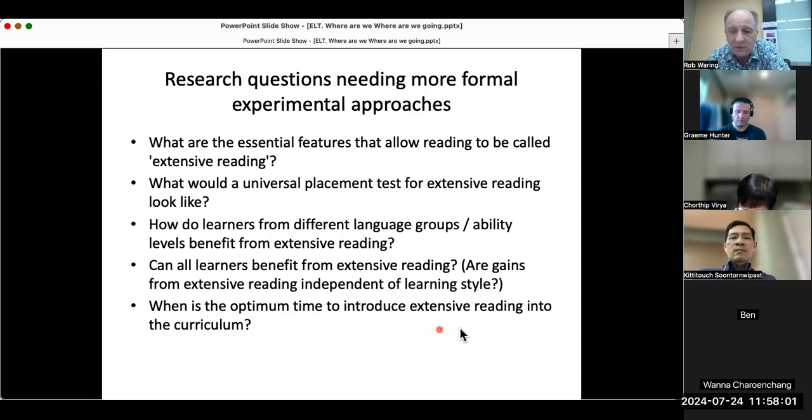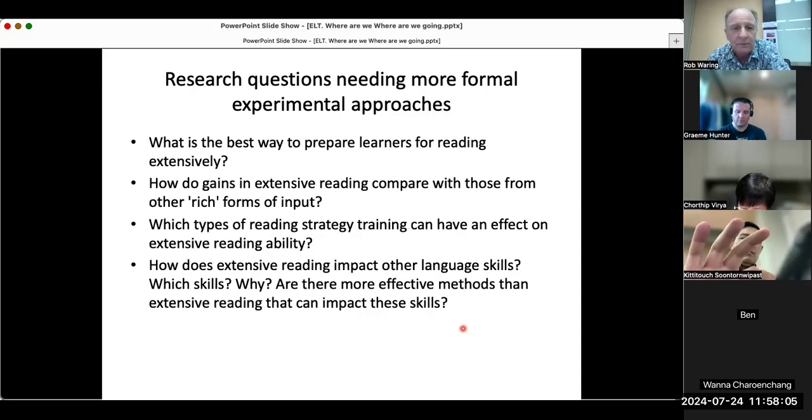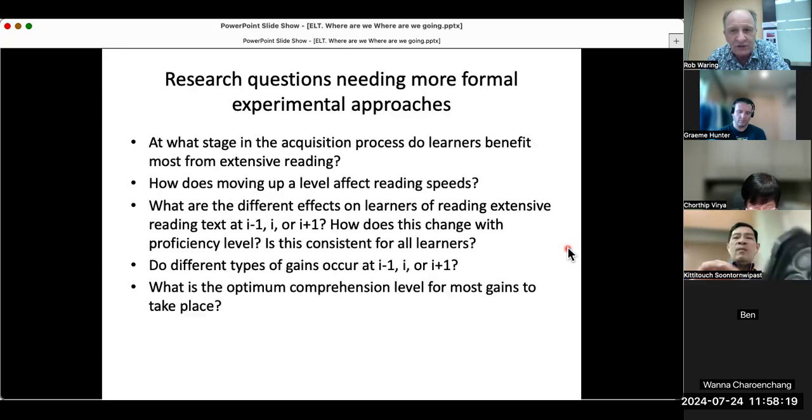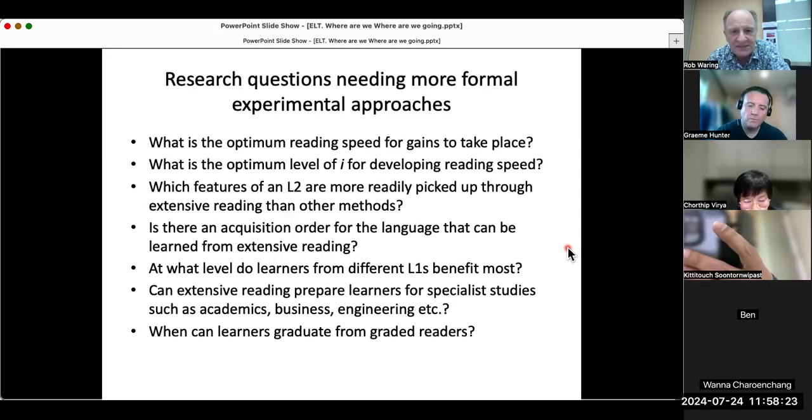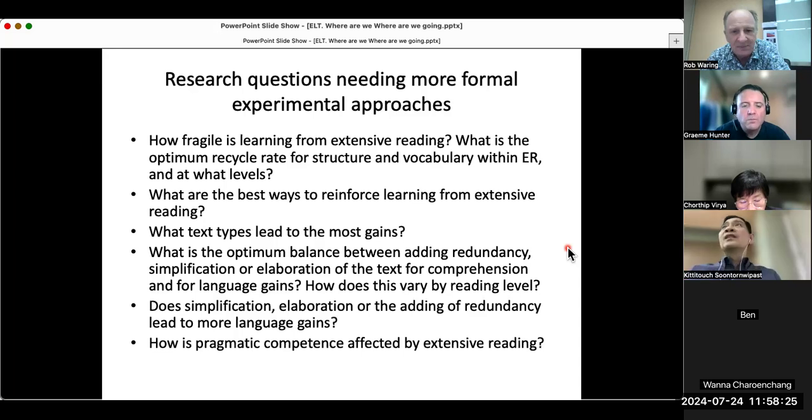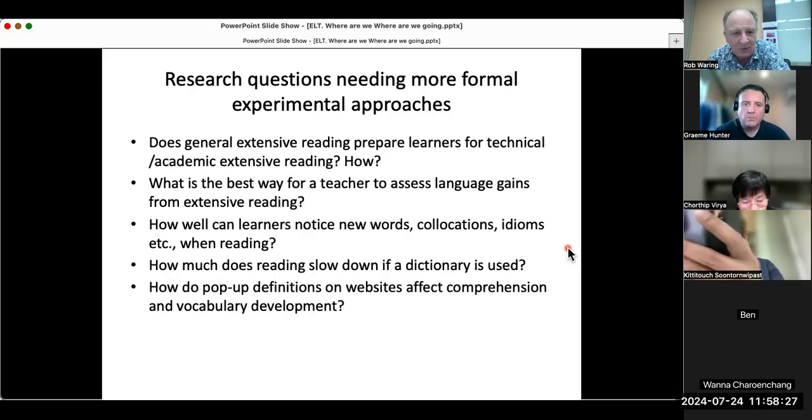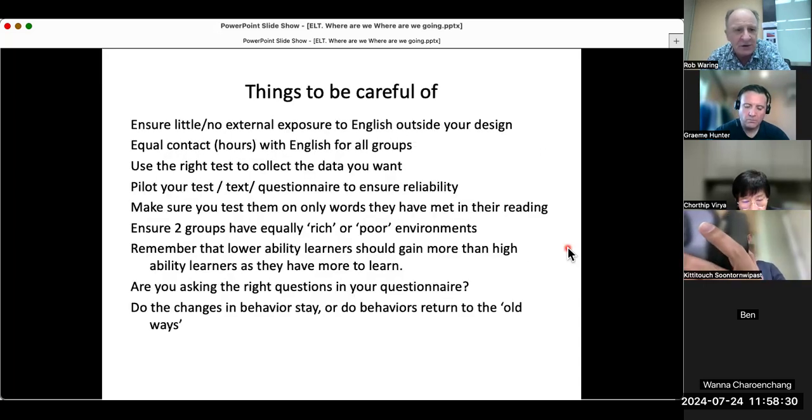What's the best time to introduce extensive reading into the curriculum? Should it be elementary school, whenever? It's the best way to prepare learners for reading extensively. Do gains in extensive reading compare with those in other forms of rich input? What reading strategies can have an effect on extensive reading ability, and so on and so on. I'm flashing through this because I only have about 2 more minutes. Okay, here's some more. There's lots and lots of them. Please go through them later.